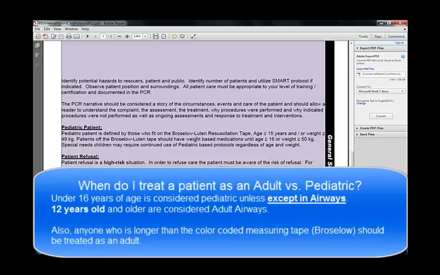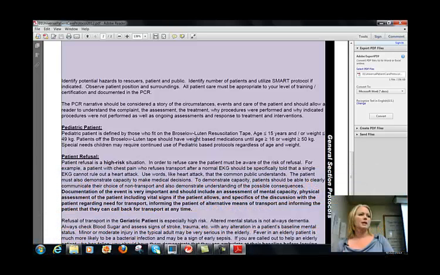If you're working on a cardiac protocol, then below 16 is pediatric. If you're working on an airway protocol, which you may be doing both in the same patient, then below 12 is considered pediatric, which means that the only thing that means is that you can't RSI.